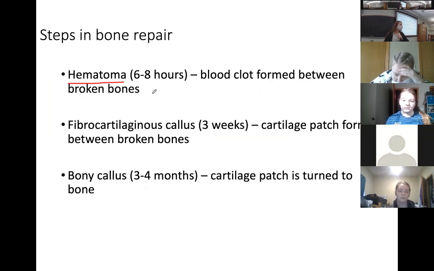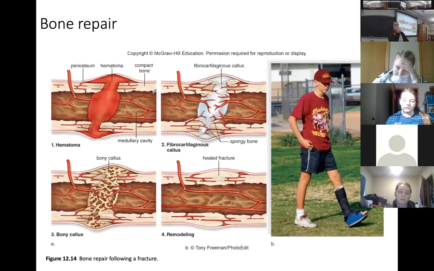You have the fibrocartilaginous callus, which is a cartilage patch that forms between the broken bones. That takes about 3 weeks. And then you have a bony callus. This is the cartilage patch turned into bone, so it could take 3 to 4 months. If anybody's ever had a boot or a cast or crutches, you're looking at 6 to 8 weeks that it takes to repair that bone.